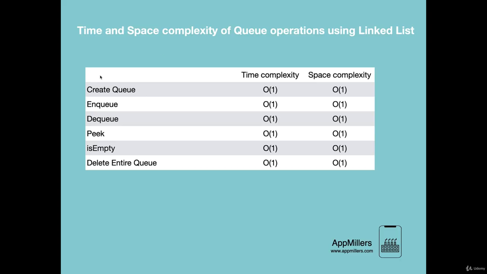Creating queue in case of linked list takes O(1) time complexity because here we are just initializing the head and tail references and setting them to null. So it's obvious that the space complexity is O(1) because in this case, we are not creating any node.